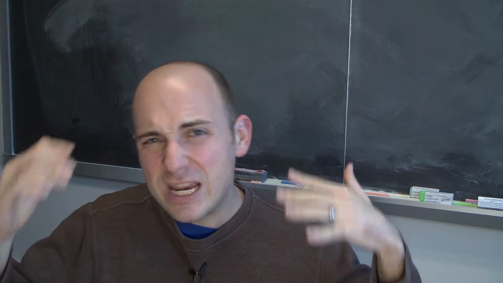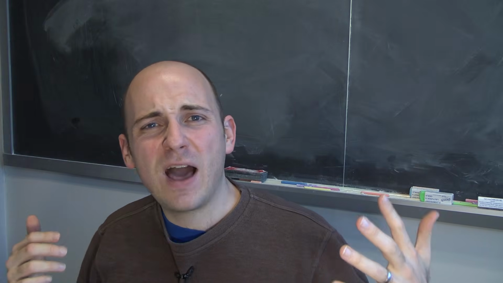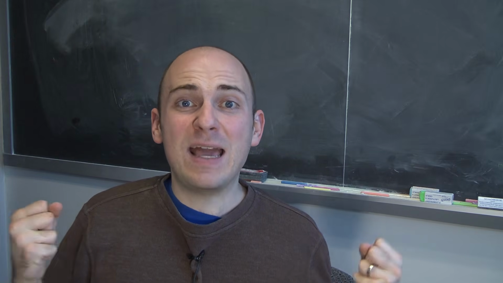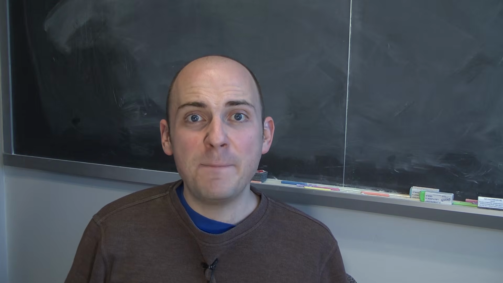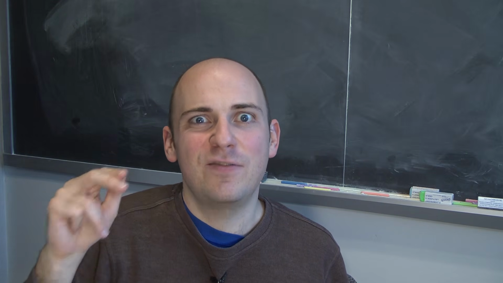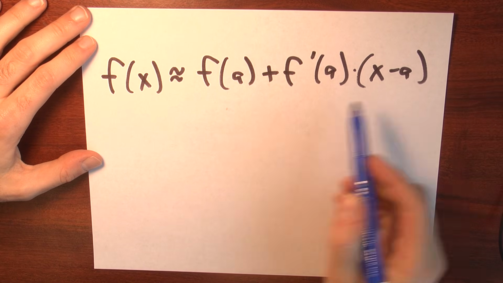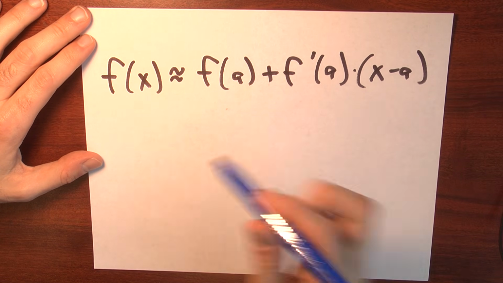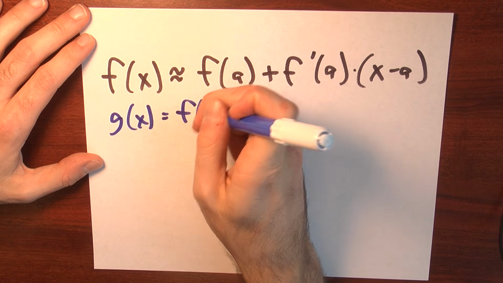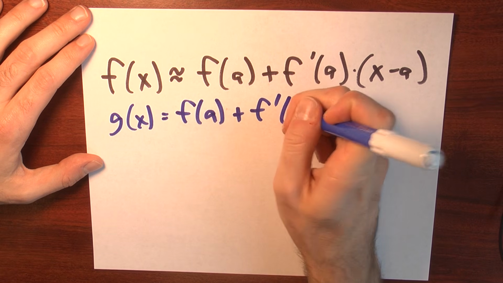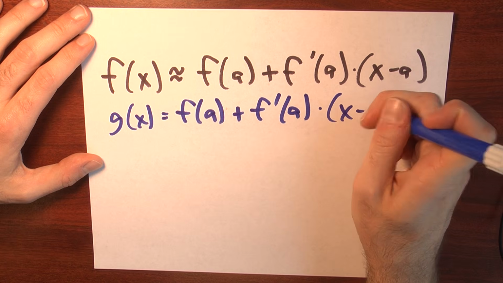Instead of thinking about what the derivative means as some ratio between output values and input values, let's think a little more naively. Let's just think that I'm trying to write down a function which has the same value as my function f at the point a, and which has the same derivative as my function f at the point a. To talk about this more precisely, let me give a name to this linear approximation. Let's call that g of x. So g of x will be f of a plus f prime of a times x minus a.